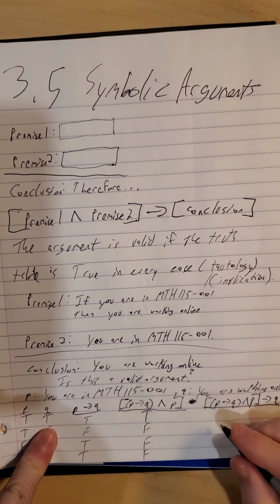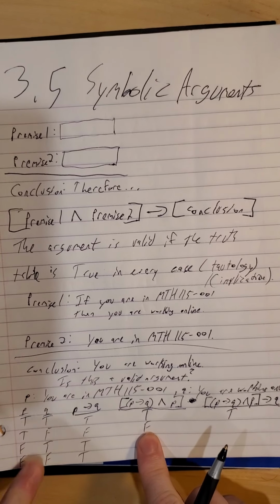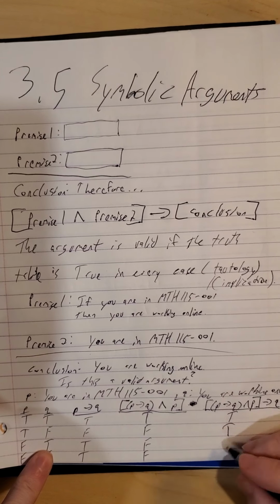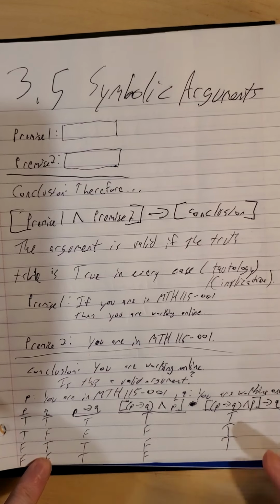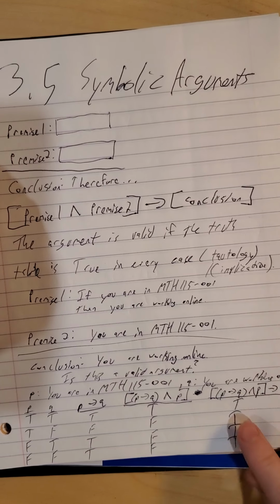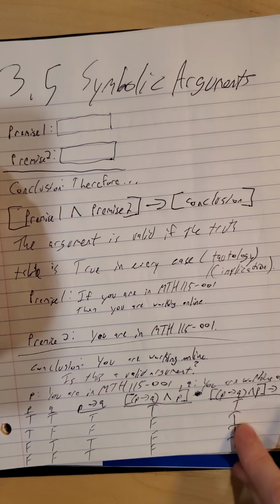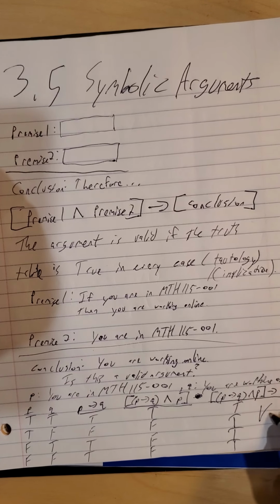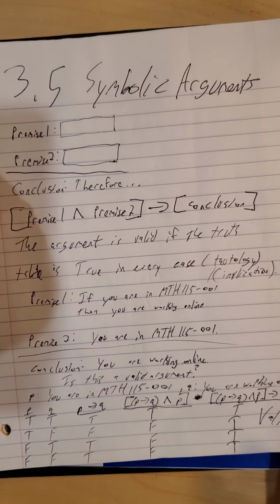So we're going from this one to column Q. True followed by true is true. False followed by anything is true in the if-thens. False followed by anything again is true for any if-then. So this one is a valid argument. All of the AND results were true. So this is a valid argument.